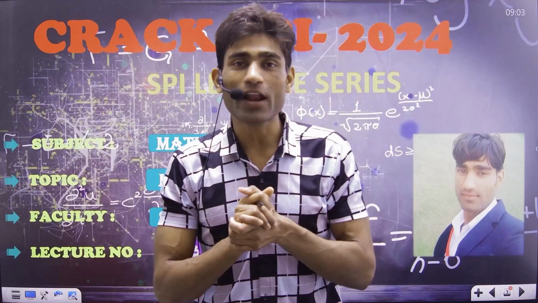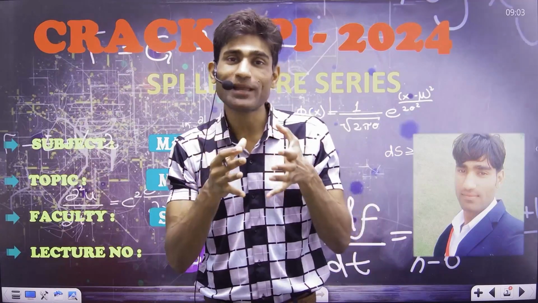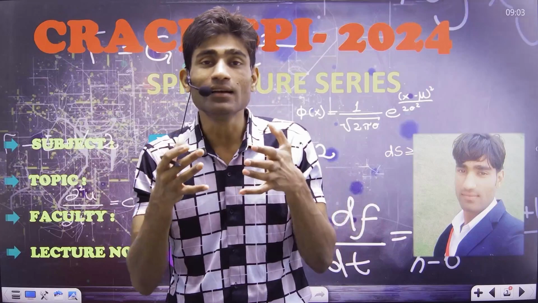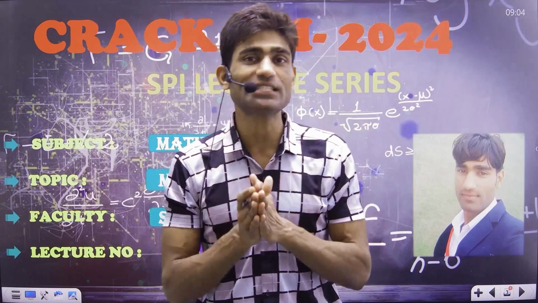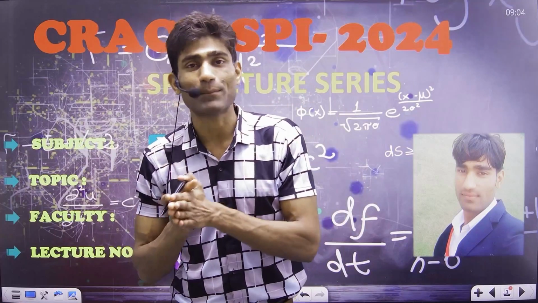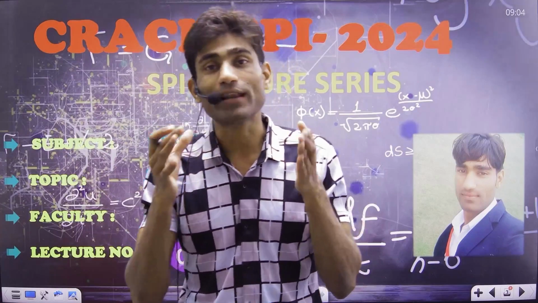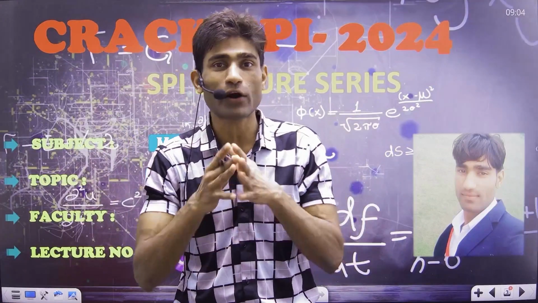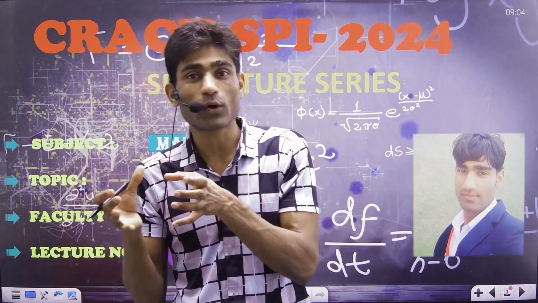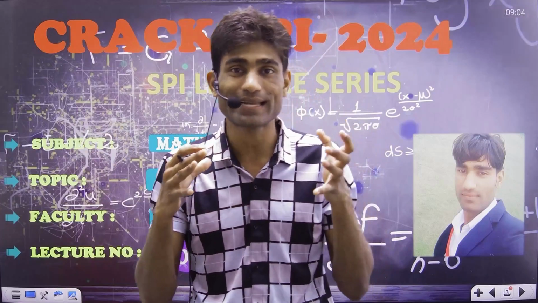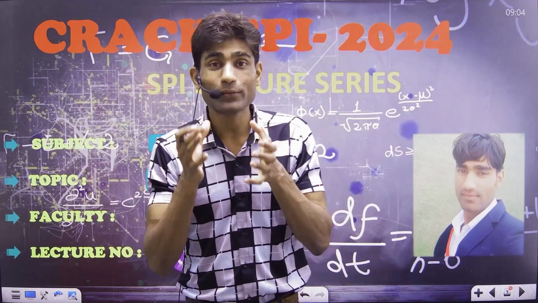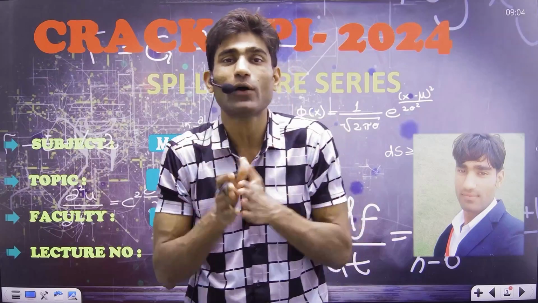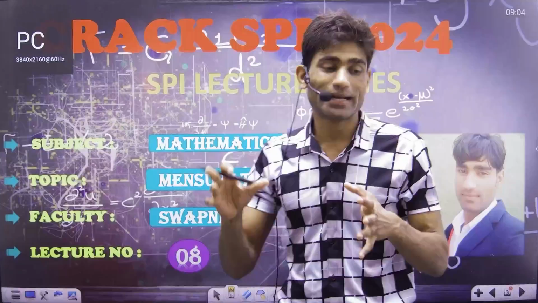As we all are aware, the SPI exam asks nearly 20 to 25 questions based on the mensuration chapter. Mensuration is one of the easier chapters in mathematics, but most students find it difficult because of complex formulas and complicated concepts to understand. But actually, these concepts are not that difficult. These are some of the easy concepts in our mathematics.